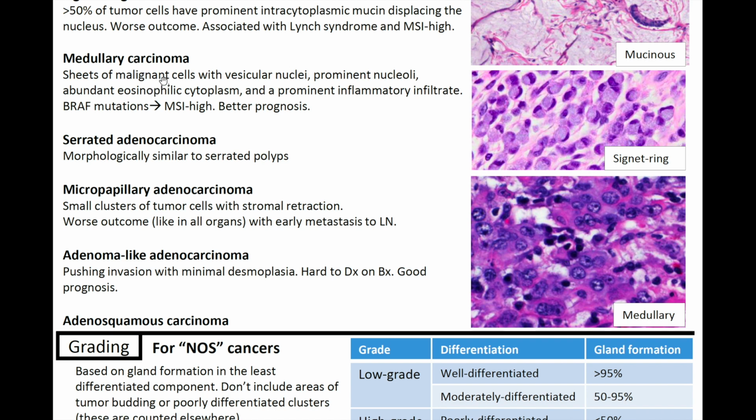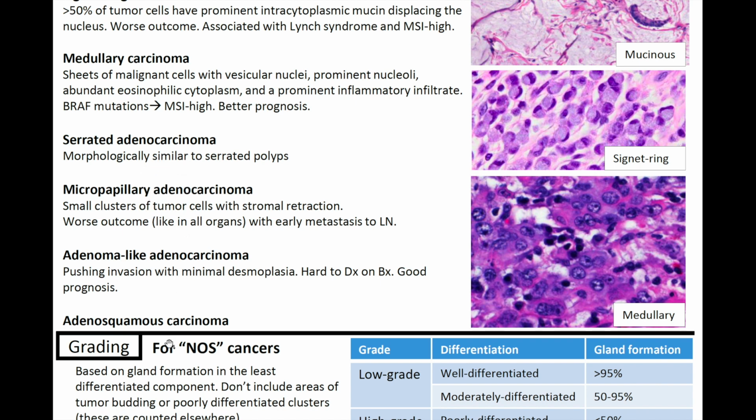You can also have a serrated adenocarcinoma, which morphologically is similar to serrated polyps. Or you can have micropapillary adenocarcinoma with small clusters of tumor cells with stromal retraction. This has a worse outcome, like in all organs, with early metastasis to the lymph nodes. There's also adenoma-like adenocarcinoma with pushing invasion with minimal desmoplasia, and it's hard to diagnose on biopsy, but has a good prognosis. And there's also adenosquamous carcinoma.